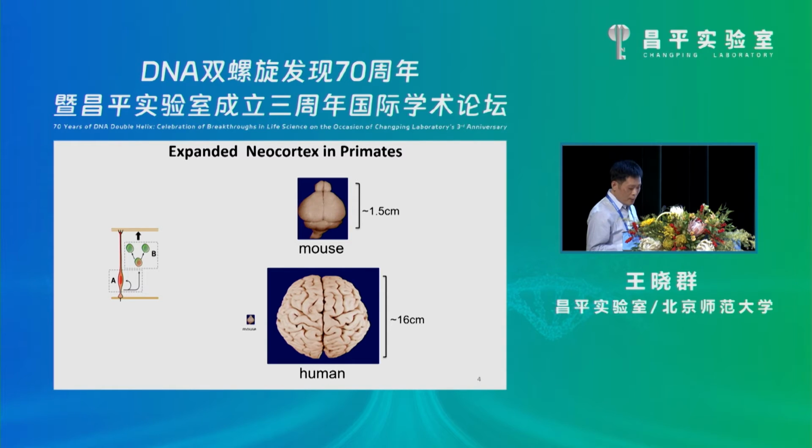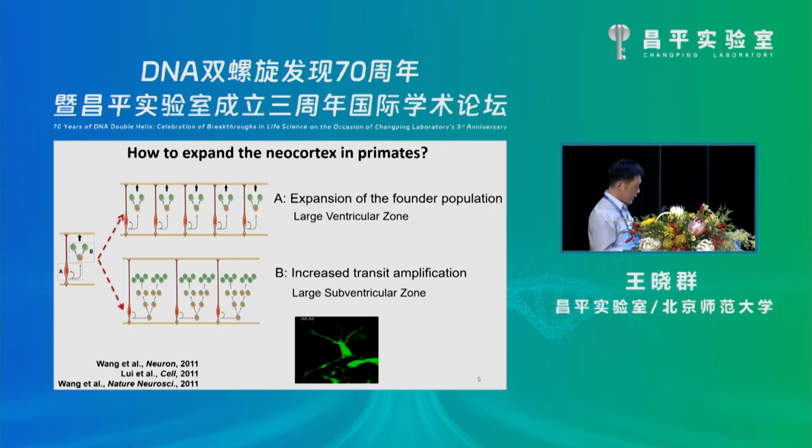If we think about how to expand the proliferation capacity, there are two ways. We can expand the founder population, getting a larger ventricular zone, and we can also increase the transit amplifying cells, getting a larger subventricular zone. Usually they just divide locally, from one to two.